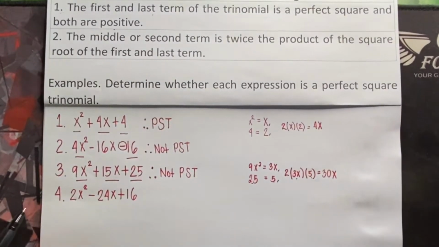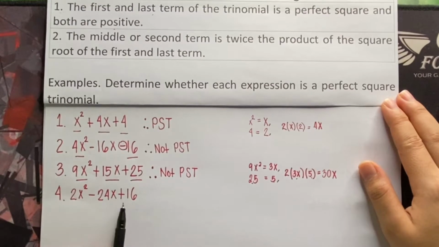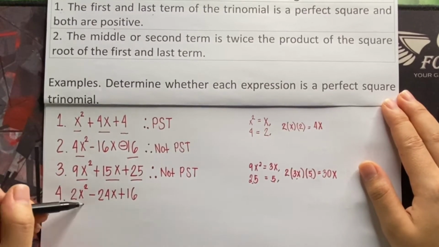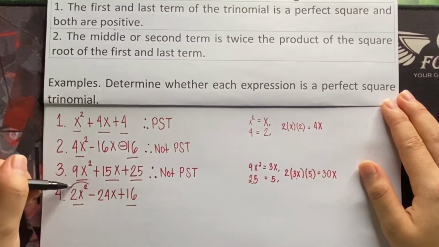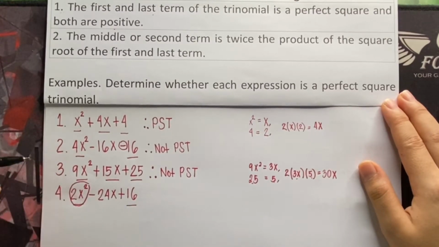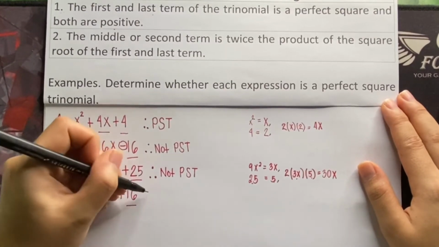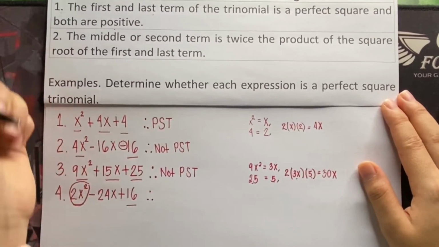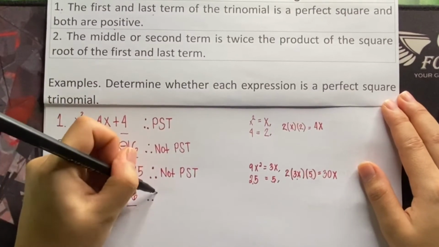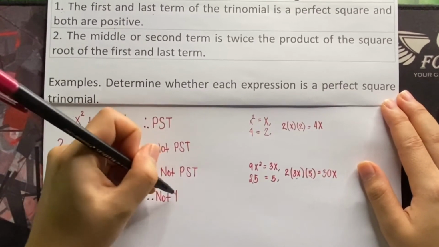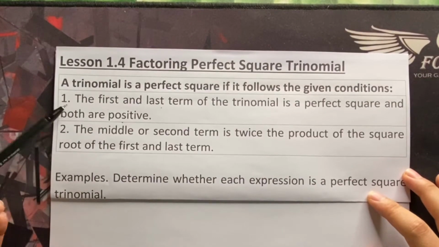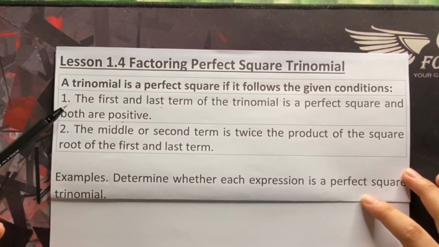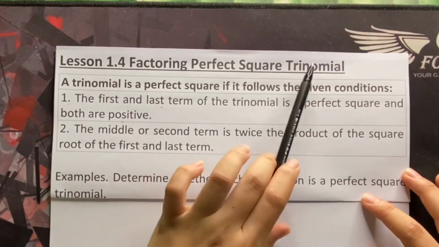Number 4. 2x squared minus 24x plus 16. So, parehas positive. But, the first term is not a perfect square. Bakit? Si 2, hindi siya perfect square. Ano siya? Prime number. Sabihin dun pa lang, hindi na nag-satisfy sa first condition. This is not an example of perfect square trinomial. So, dito pa lang, malalaman mo na kung ang isang polynomial ay example ng perfect square trinomial.